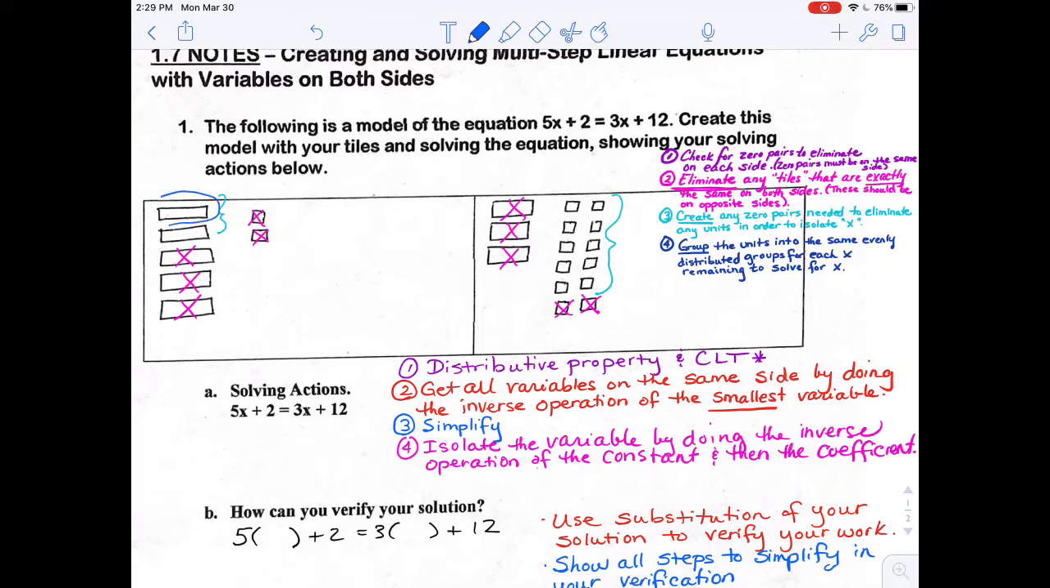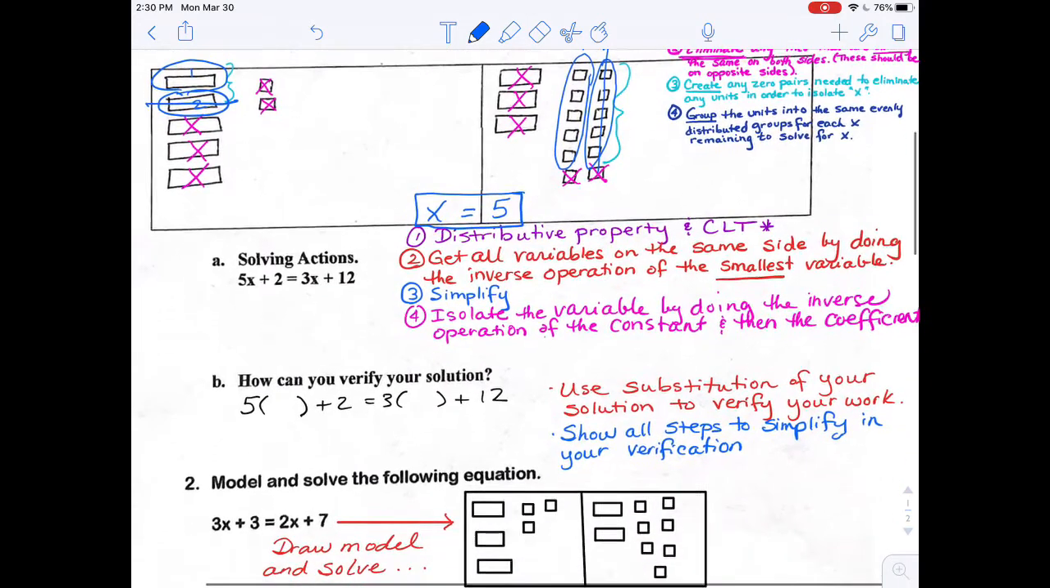So if I have 1x here and I have 1x here, that's 2 groups. I'm going over to the right side and I need to break these units into 2 equal groups. So you can see there's one group, there's the second group, and now I can eliminate 1x and 1 group to come up with 1x is equal to 5 units. That's how you're going to solve on a model. We're going to do another one in a minute.